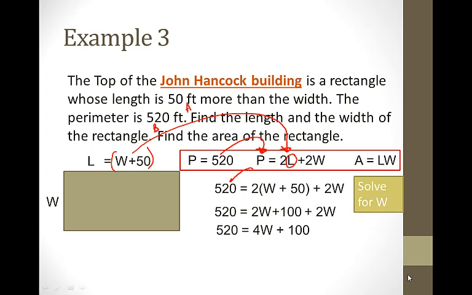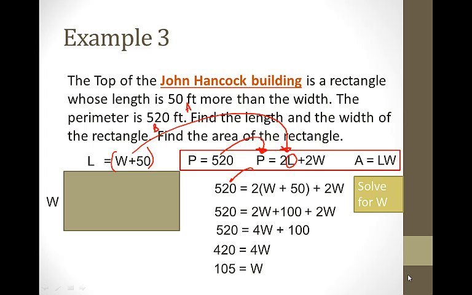We'll get 4W plus 100. Now we're going to subtract 100 from both sides. I'm eliminating all those little steps. We can do that in our head, I hope. Well, 520 minus 100 is 420. Last step, divide by 4. We get W is 105.